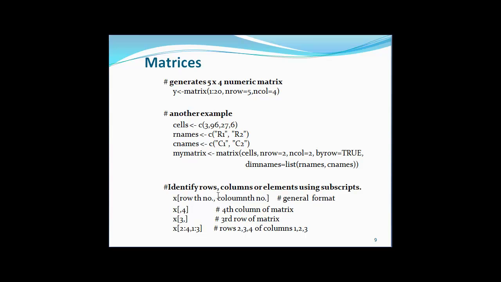Now how to identify rows and columns or elements using the subscripts? The general method is X in square brackets, the row number comma the column number. If I write X in the square bracket, comma 4, then the whole fourth column of the matrix will be displayed. If I write 3 comma 2, suppose, then it will be the third row and the second column of the matrix.